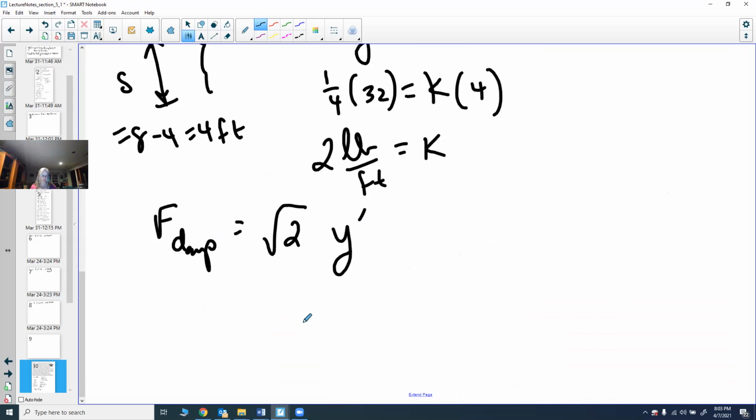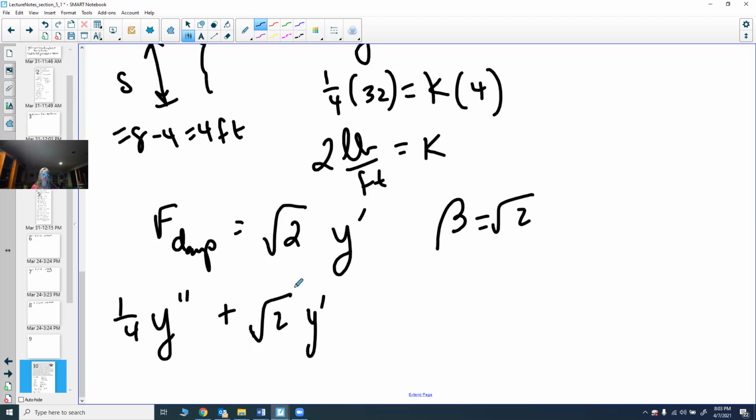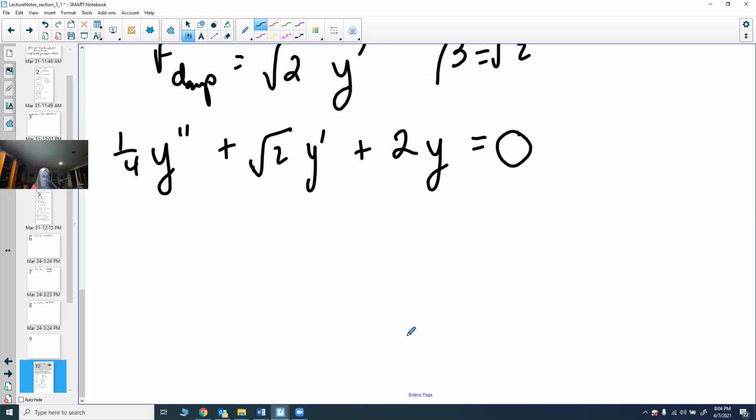is numerically equal to the square root of 2 times the instantaneous velocity. So y prime is my instantaneous velocity, and that tells me that beta is the square root of 2. So now we have the mass, which is 1/4 times y double prime, this is Newton's second law, plus the dampening force, beta, the square root of 2 times y prime, plus the spring force, which we just found was 2 times y, equals 0, because we have no driving force. So there is my differential equation that I want to solve.